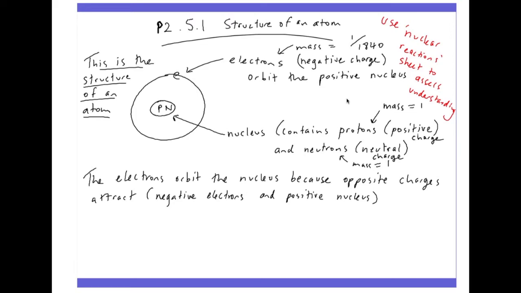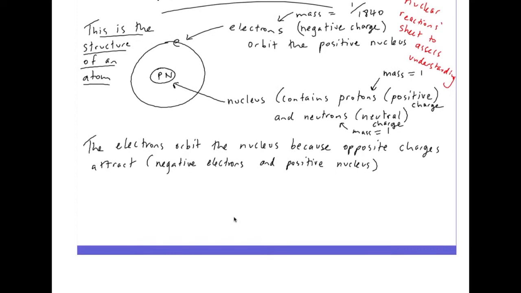You need to know what the charges are. So the charge on an electron is -1. The charge on a proton is +1, and the charge on a neutron is neutral. So that is the structure of an atom taken care of.